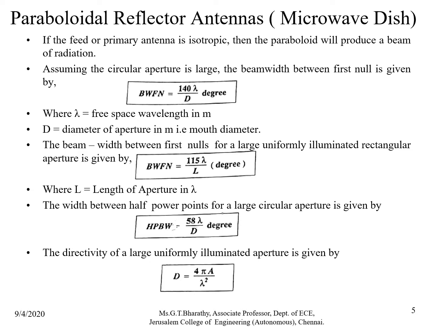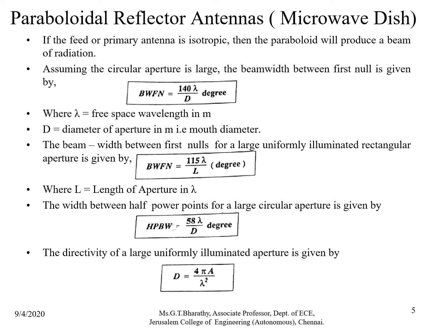The beam width between the first nulls (BWFN) for a large uniformly illuminated rectangular aperture: if the aperture is rectangular instead of circular, then BWFN is given by 115 lambda by L degrees, where L is the length of the aperture in terms of wavelength lambda. The width between the half power points of a large circular aperture is given by the half power beam width, HPBW, equal to 58 lambda by D degrees.